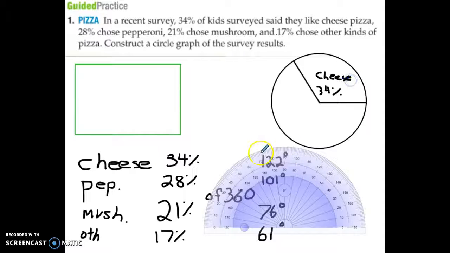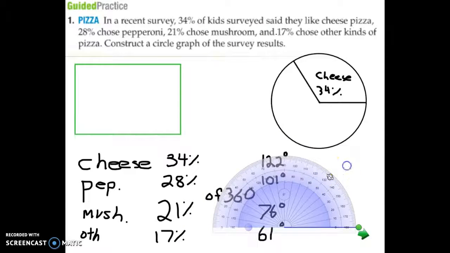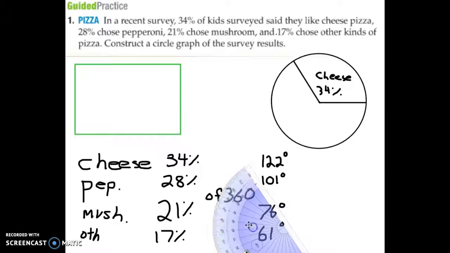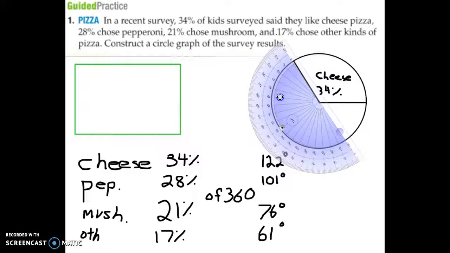There you go. Alright, now pepperoni is 101 degrees. So now what I have to do is take my compass and line it up off of, no, let me try this again here. I want to move you, there we go. I want to try to line it up with this. It'll be much easier for you to do.